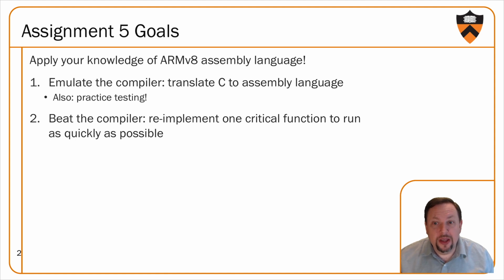In part 2, you're going to be writing not an entire program, but a single function, but the name of the game is going to be to beat the compiler. You're going to try to write that function in assembly language so that it runs as quickly as possible. And if you use the right tricks, in fact, you are going to be able to beat the compiler pretty substantially in terms of how fast you can make that one little function execute.